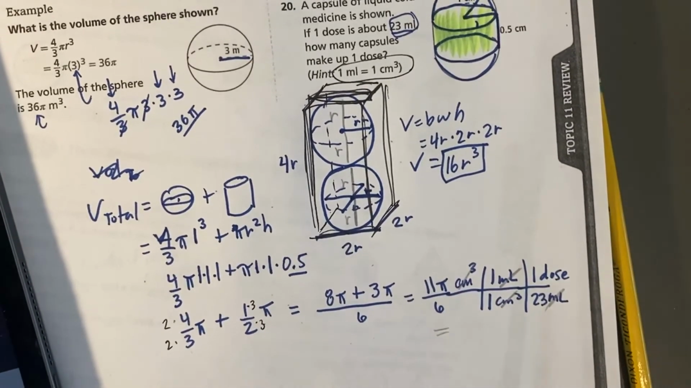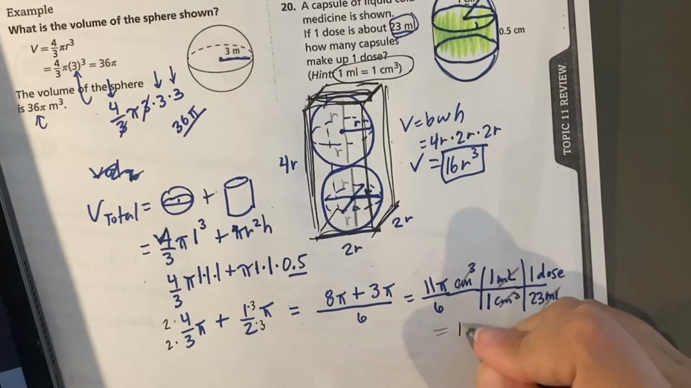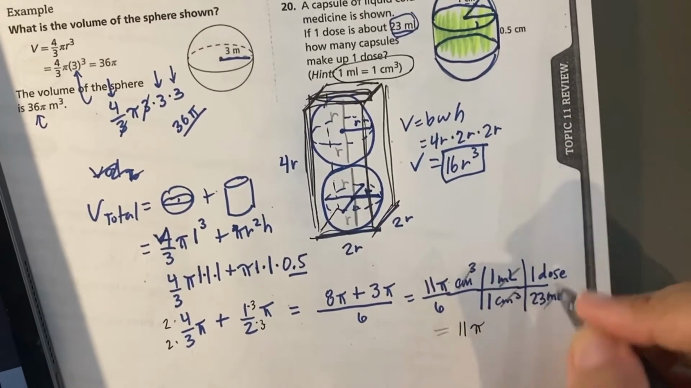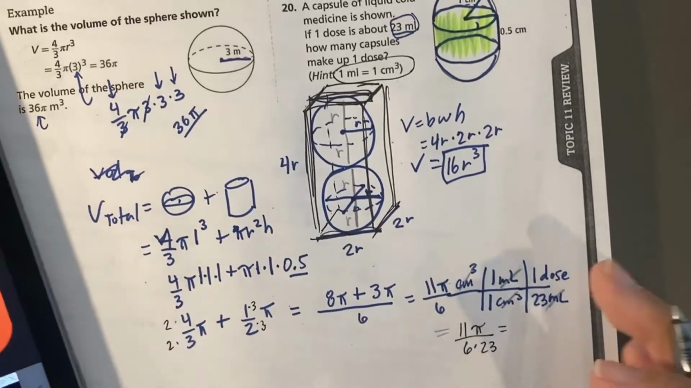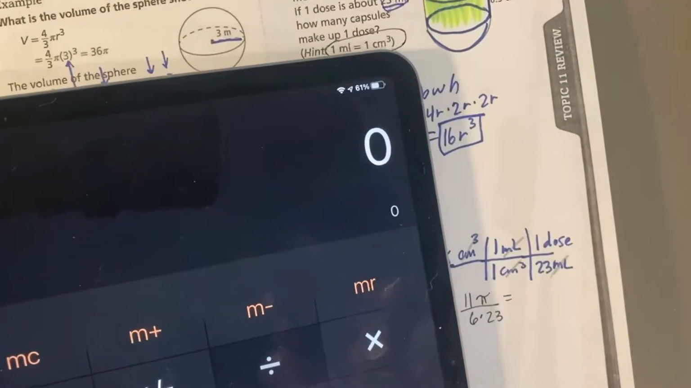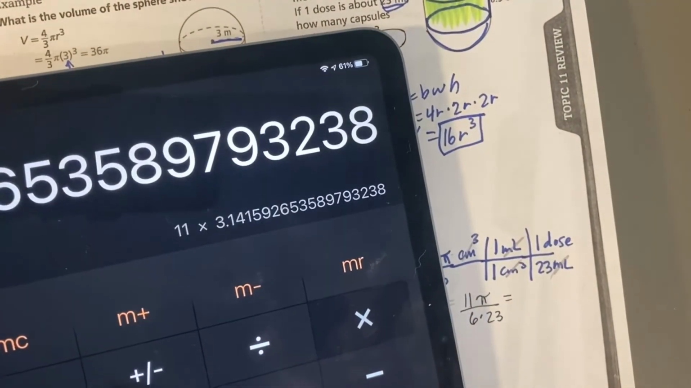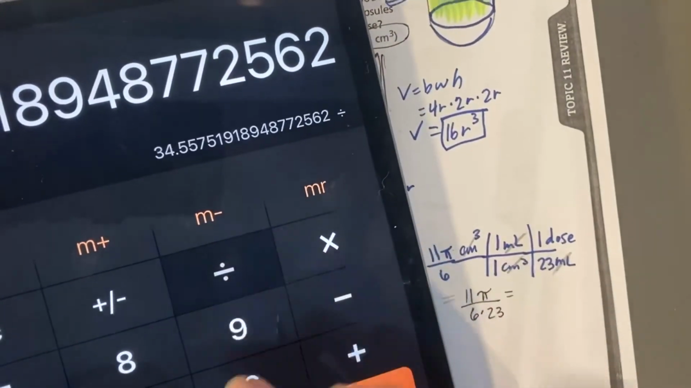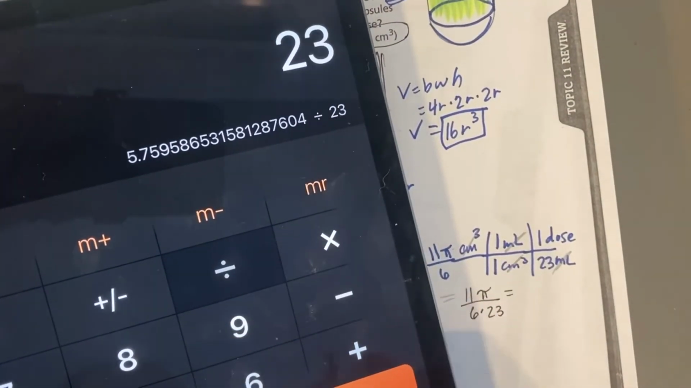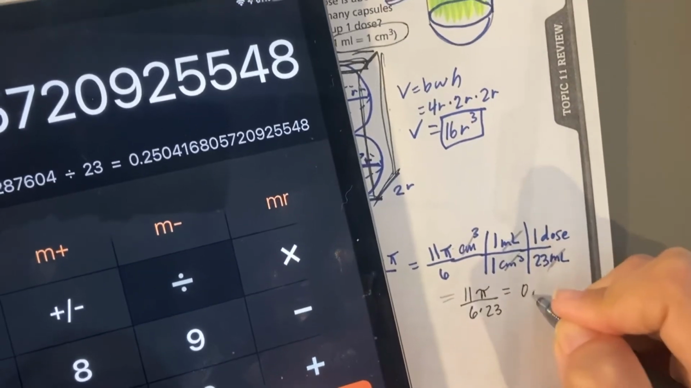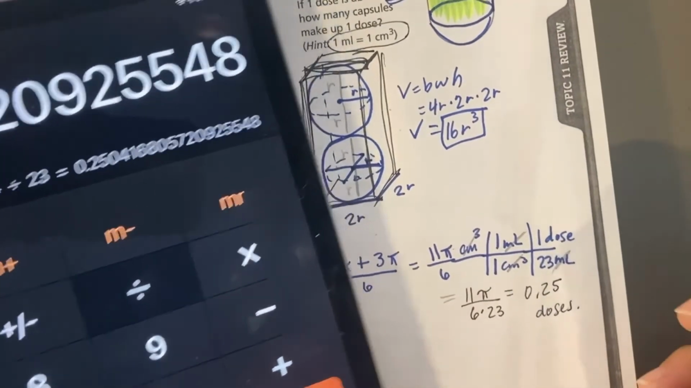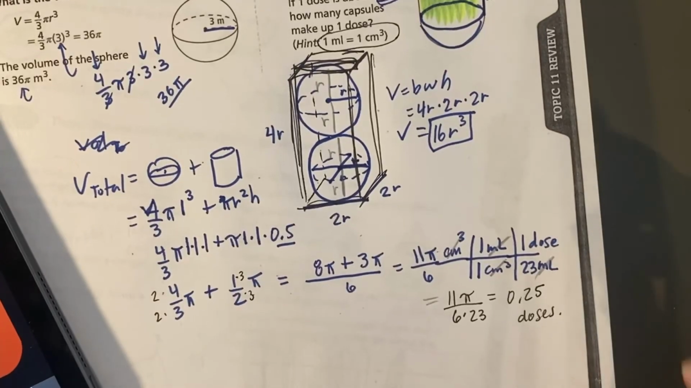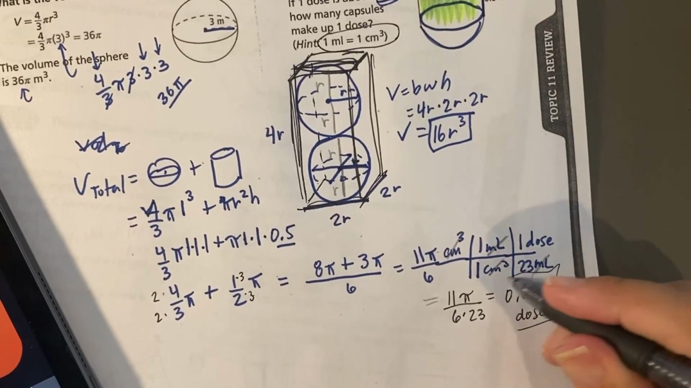So I need to do, in my numerator, 11 pi and nothing else, okay? And I'm going to divide by 6, and I'm going to divide by 23 to get my answer. Okay, so 11 times pi, divide by 6, divide by 23, and I get 0.25 doses. So apparently this capsule is a 1/4 dose.